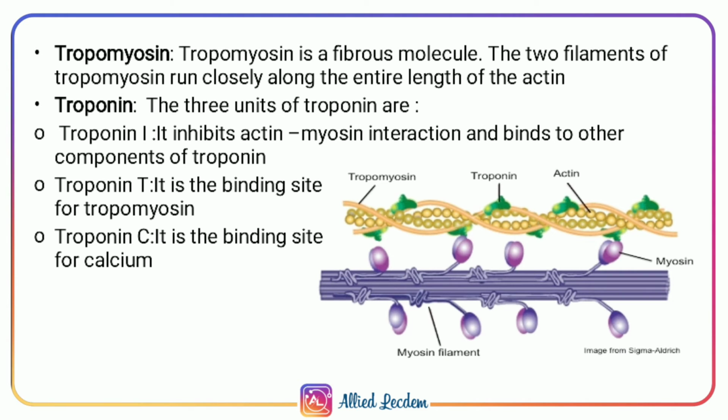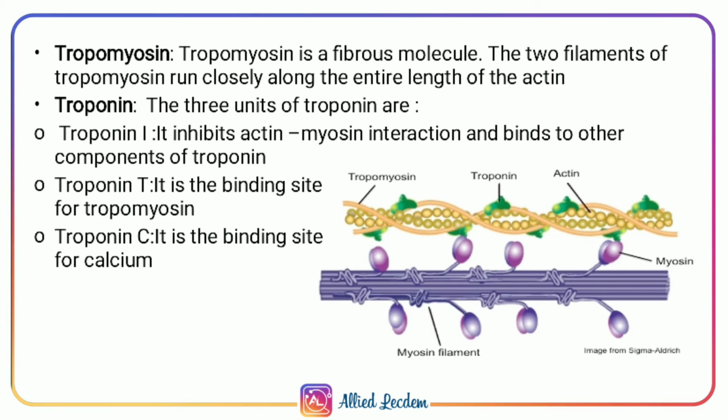Then is tropomyosin. Tropomyosin is a fibrous molecule. The two filaments of tropomyosin run closely along the entire length of actin. At resting state, it separates the actin and myosin by covering the myosin binding sites on the actin filament and hence prevents the formation of cross bridges, which in turn prevents the contraction of the muscle fiber.